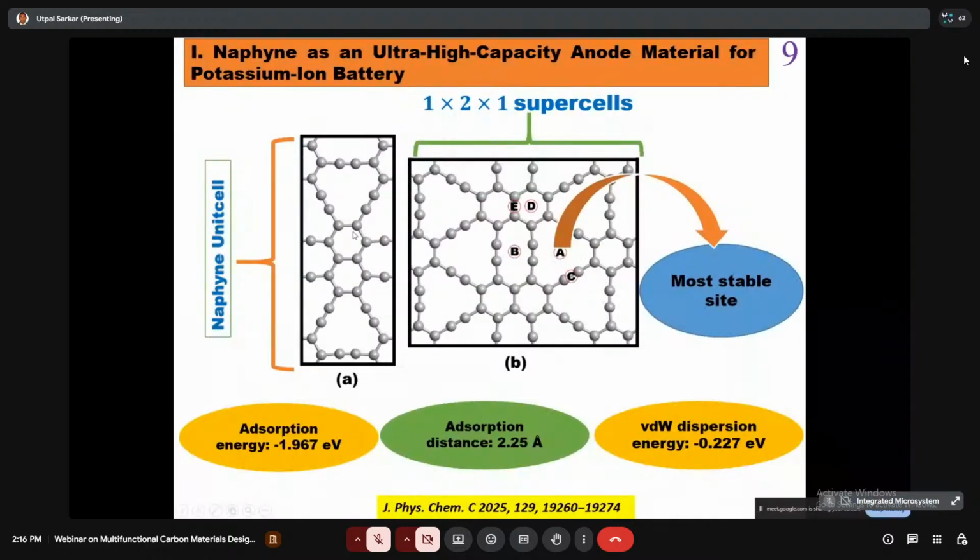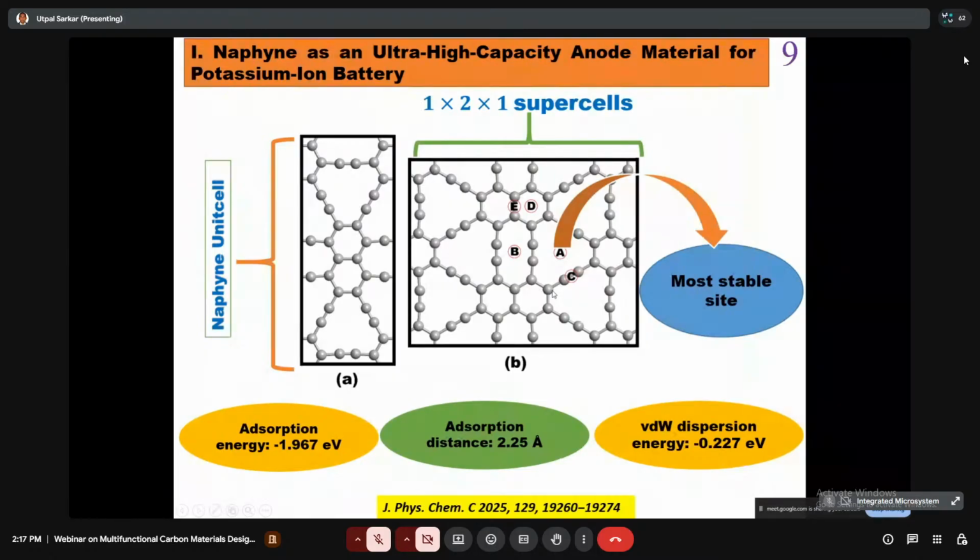You see, this is a fused benzene ring, and if you consider this one, this is basically part of the graphene family, and then they are joined together, and it's basically a unit cell of naphine. And this is the 1x2x1 supercell of naphine.